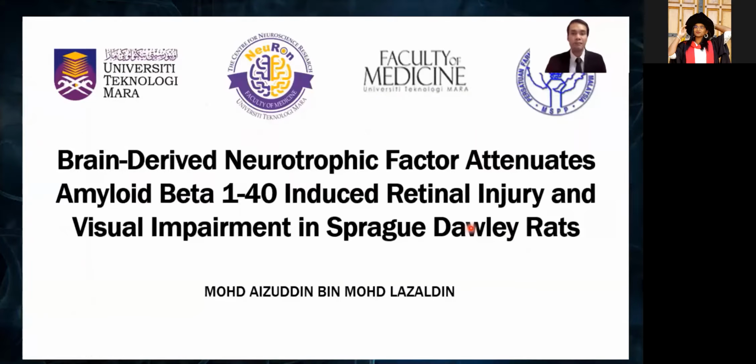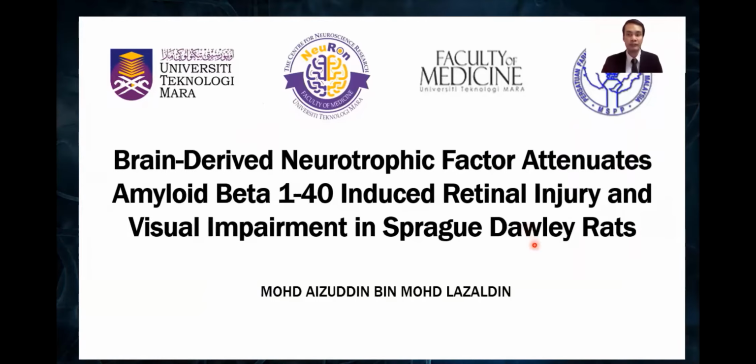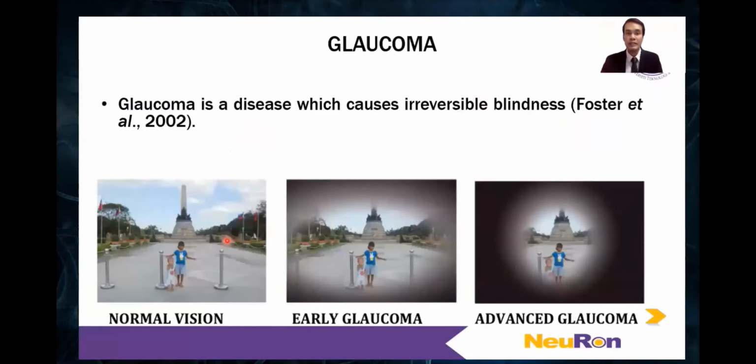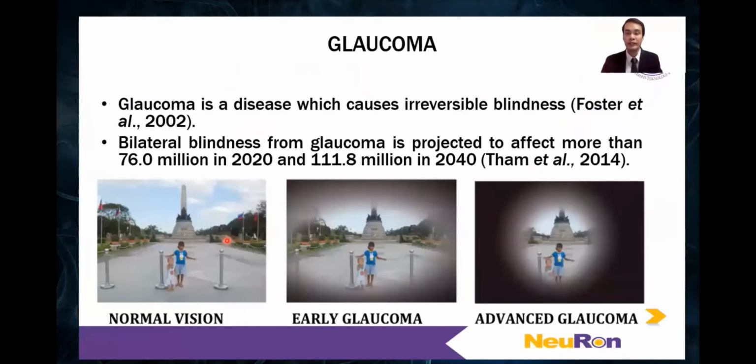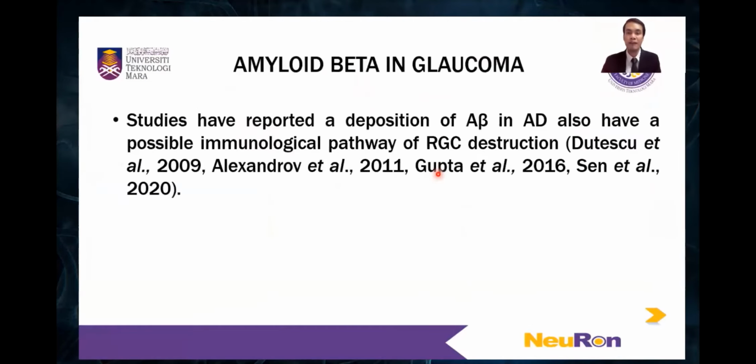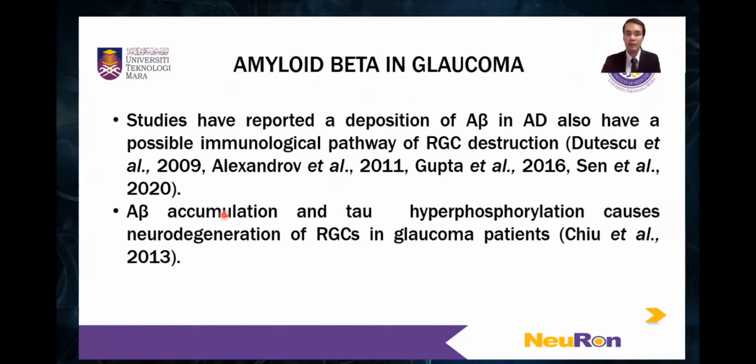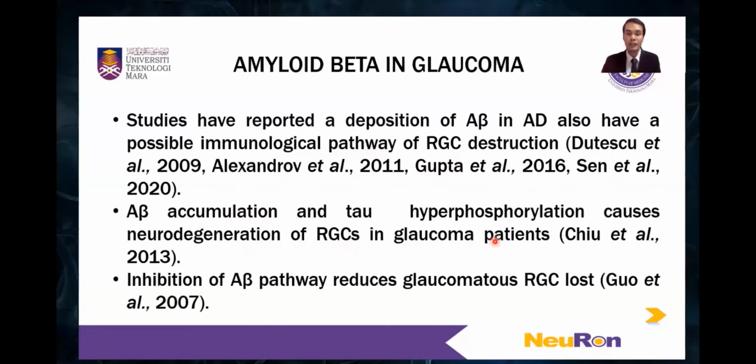Today I would like to present my research, mainly focused on the neuroprotective effects of BDNF against retinal injury and visual impairment. Glaucoma is a disease that causes irreversible blindness and is projected to affect more than 76 million people in 2020 and 111.8 million in 2040. Studies have reported a deposition of amyloid beta in Alzheimer's disease, and also a possible immunological pathway of RGC destruction. Amyloid beta accumulation and tau hyperphosphorylation cause neurodegeneration of RGC in glaucoma patients. Inhibition of the amyloid beta pathway reduces glaucomatous RGC loss.